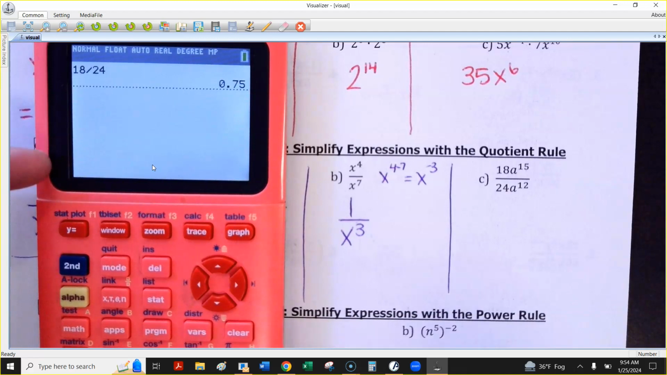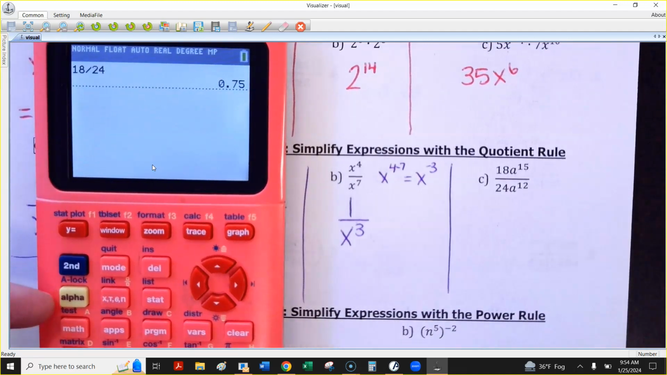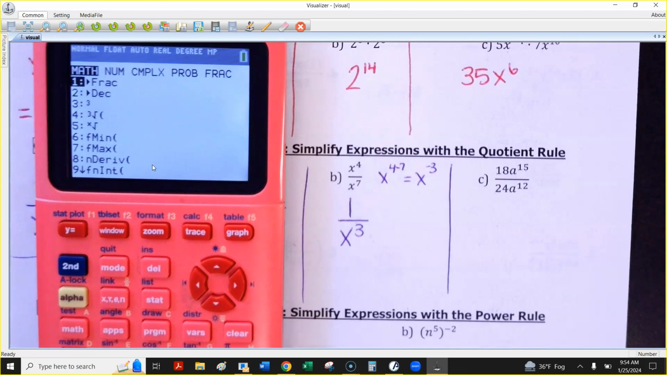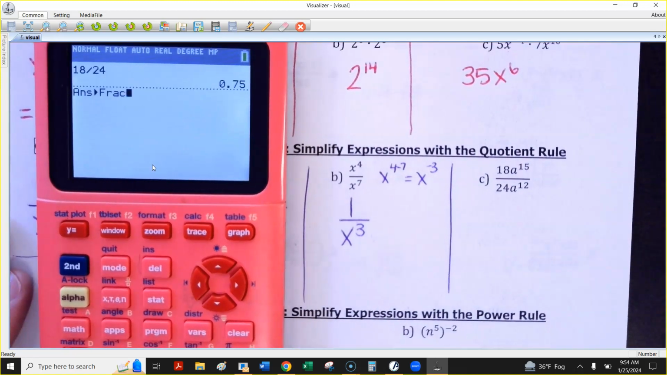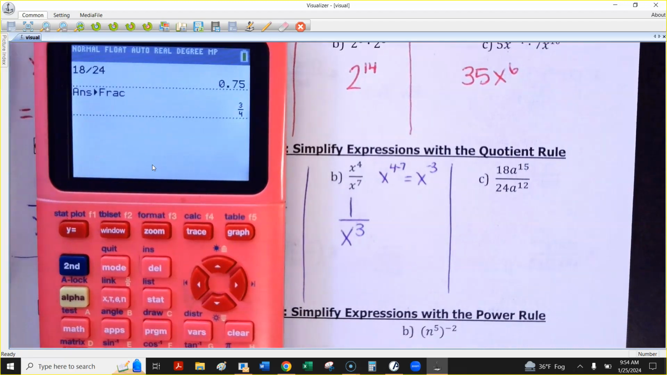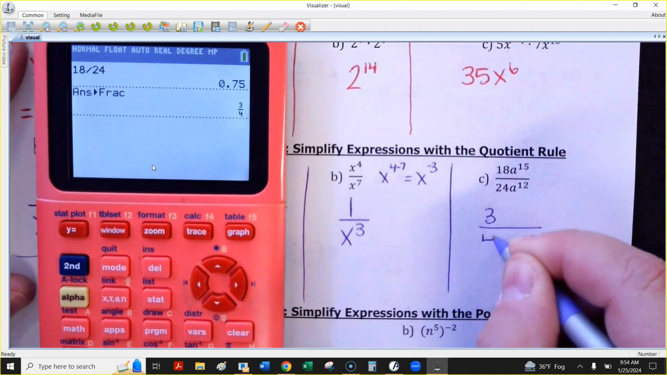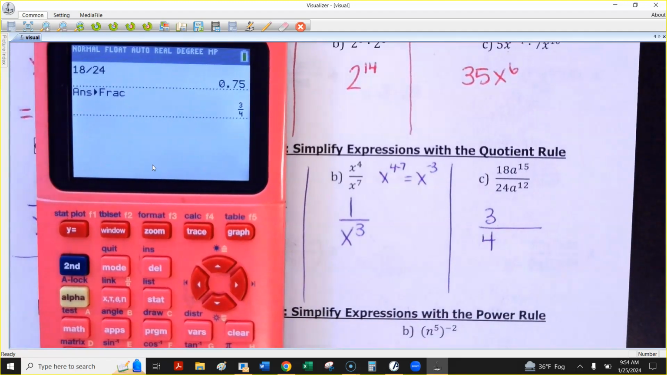After you have that decimal on the screen, because sometimes they're not always nice, if you come down to the 4th button on the left side, math, that brings up this big menu here, and the very first thing will convert that to a fraction. So just math, enter, enter, and it will take that fraction and convert it into lowest terms. So if you want to do it by hand, please feel free. But if you want to use your calculator to kind of save some time, you can do that too.